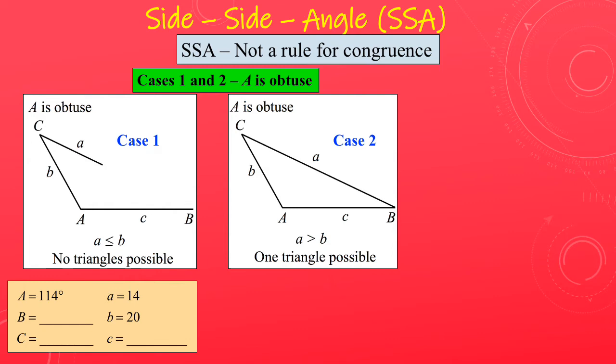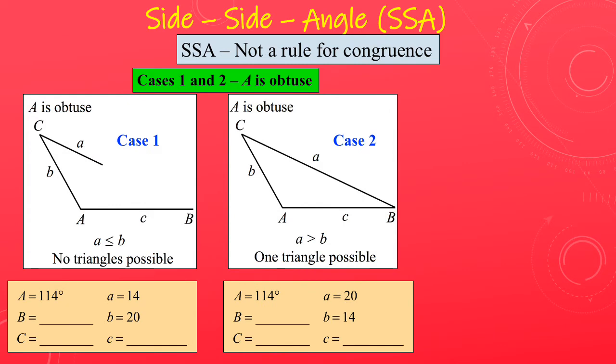In case 2, we still have an obtuse angle A, but now a is greater than b. Since angle A is fixed, there is only one way to draw the line from point C down to line segment AB. So one triangle is possible. So in the example, we have A equaling 114 degrees, but now a is 20 and b is 14. Since a is greater than b and we still have an obtuse angle, there is one triangle possible.